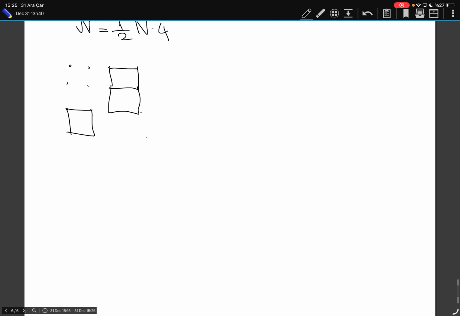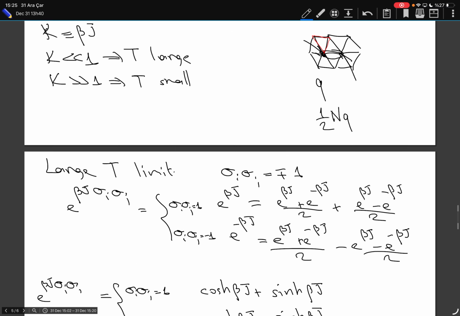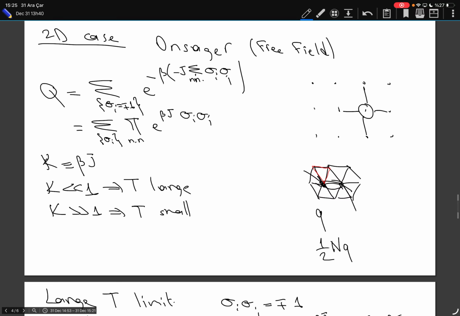This is one limit, the high temperature limit. Now then, of course, there is a question of the low T limit. I will just mention it, and I think that's enough. For the low temperature limit, let's go back. Again, we are calculating this term.